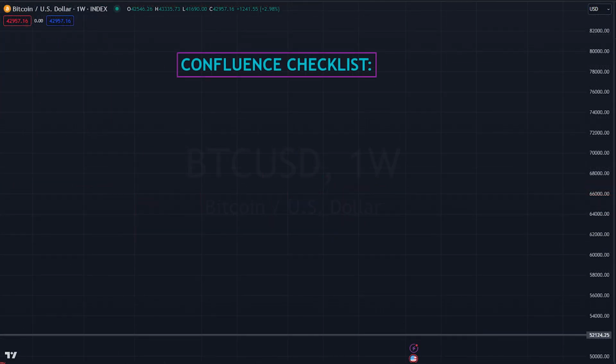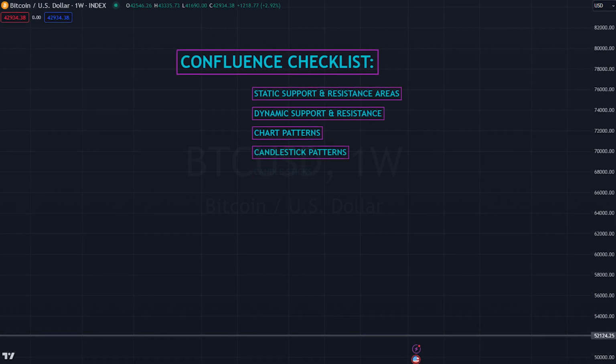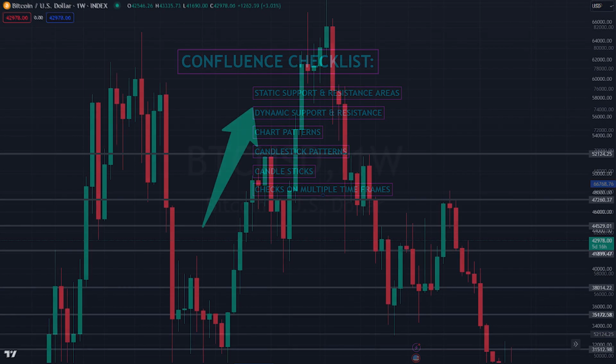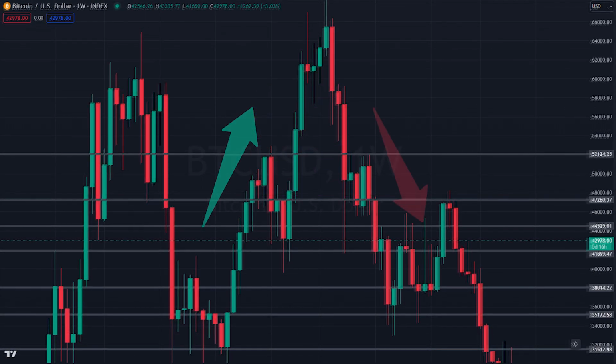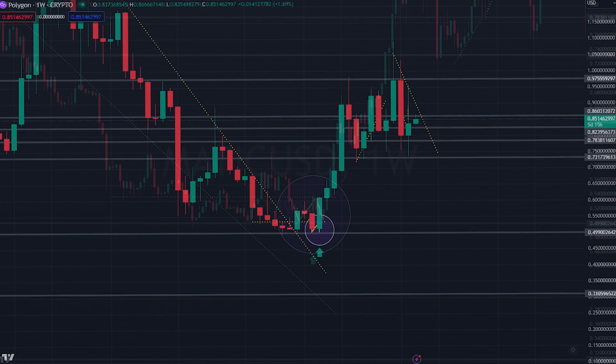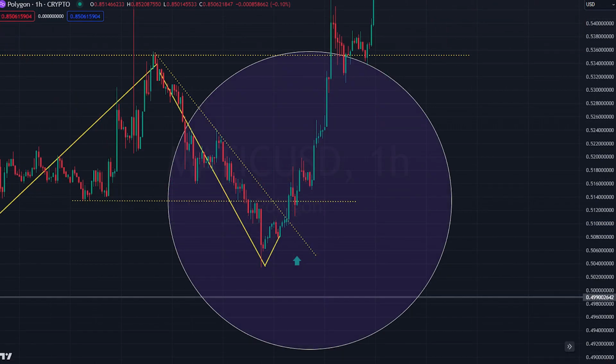See what signals you're getting from our confluence checklist so far. We're checking support and resistance, chart patterns, candlestick patterns, everything checked out on multiple time frames. Always focus on possible long and short entry opportunities because it's all about multi-time frame confluence. Take notes. Always take notes.